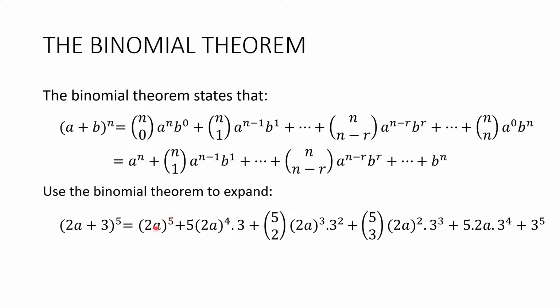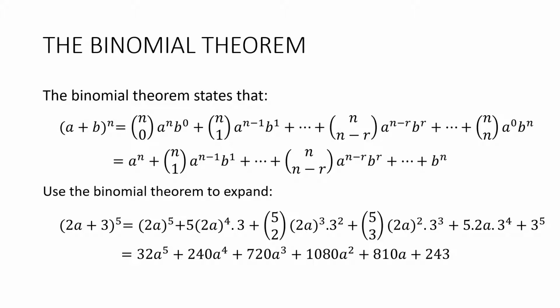So have a little bit of a practice expanding these out. Let's tidy it up. So I end up with 32a to the power of 5, 240a to the power of 4, plus 720a cubed, plus 1080a squared, plus 810a, plus 243.